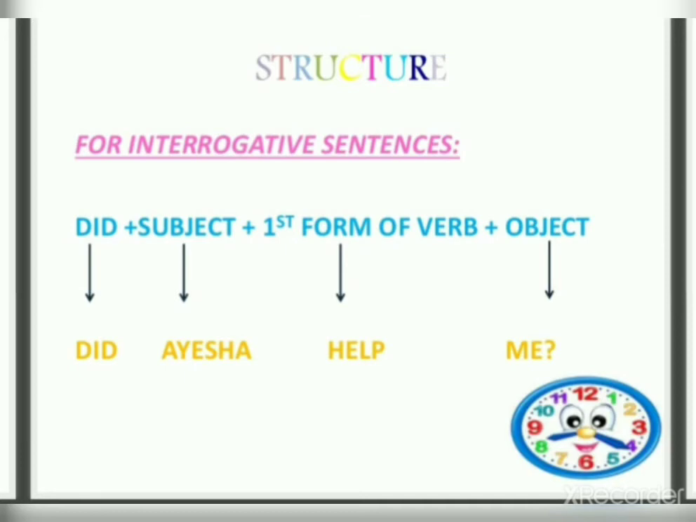It has a specific structure. Did comes before the subject, then first form of verb, then object. For example, did Aisha help me? Here you can see we use the helping verb. Whenever we have did, we have to use V1.